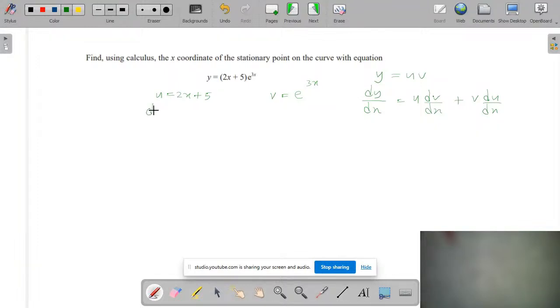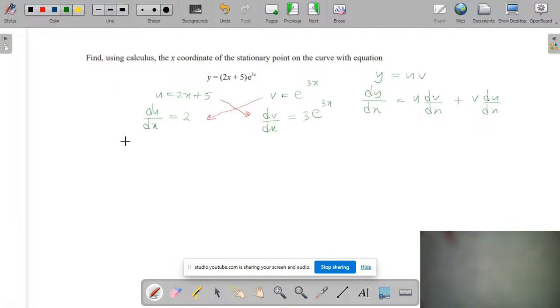So du by dx is equal to 2, since 2x becomes 2. We know that 5 is a constant, and whenever you differentiate a constant, it becomes 0. Then dv by dx: e to the power 3x becomes e to the power 3x multiplied by 3. Then we put these results into the formula.